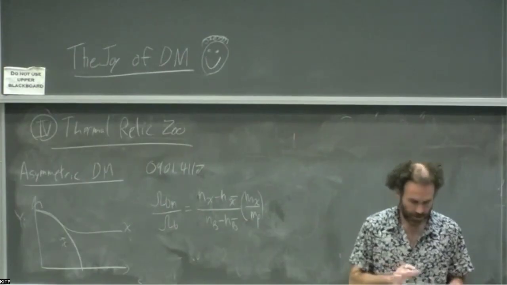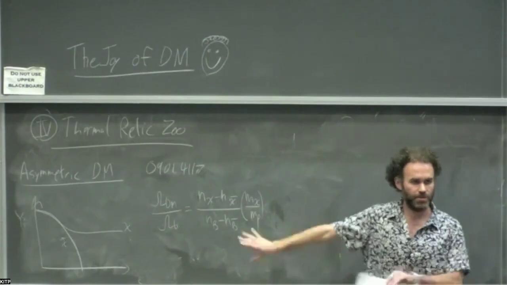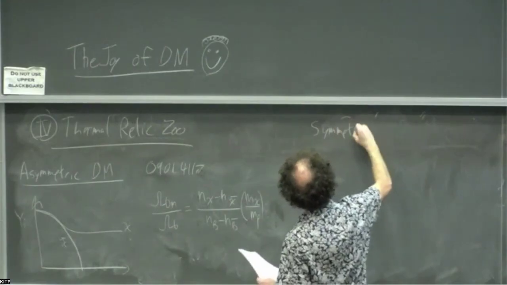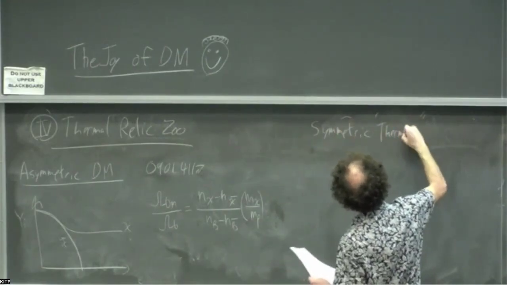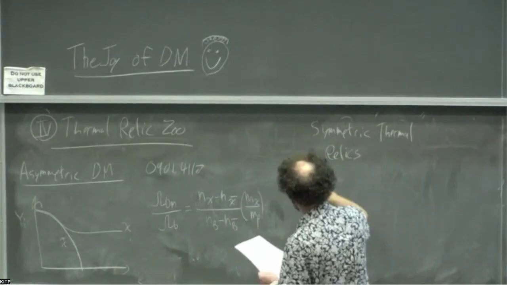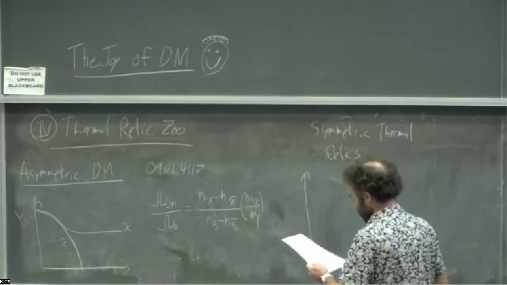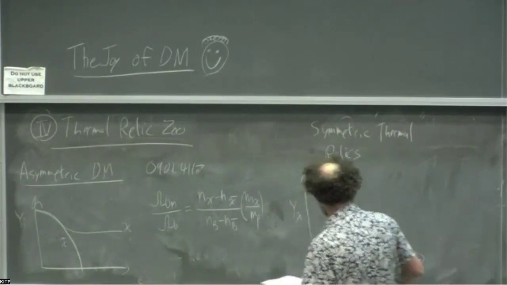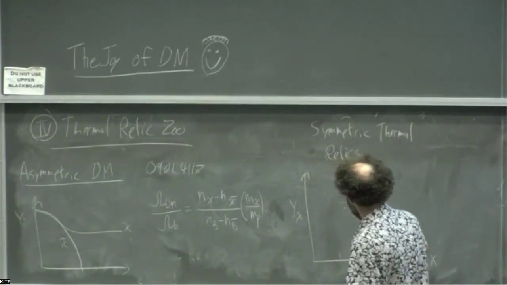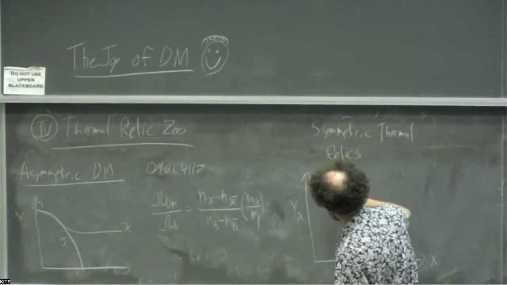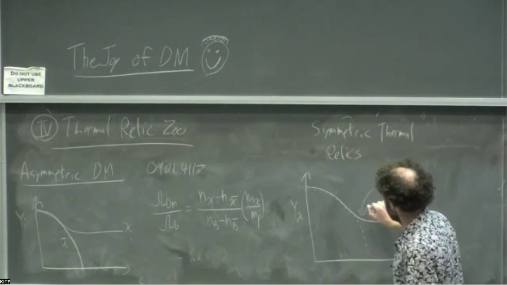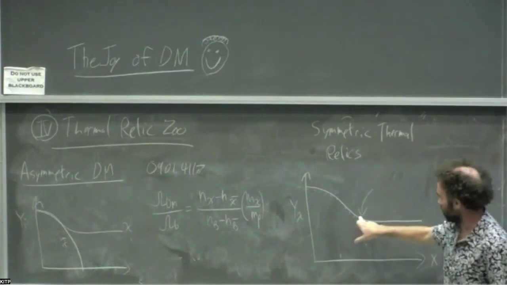Okay, so I'm going to now only talk about symmetric thermal relics. So let me put aside asymmetric. Let's assume no asymmetry, as is assumed for the WIMP. All symmetric thermal relics are described by the same plot I drew for the WIMP: you start in equilibrium, some freeze-out event occurs, and then you're constant. The question that varies the models is what interaction triggers this decoupling.